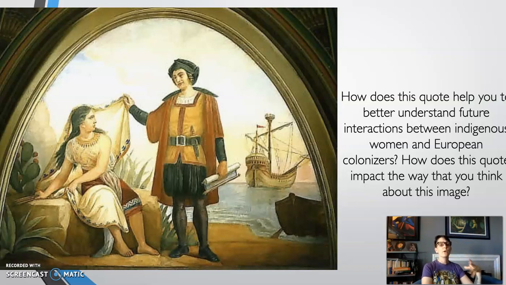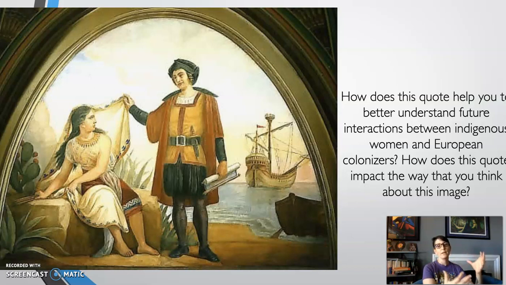Maybe you can write about what you thought about the image first and then how it changed after listening to the quote and reading the quote for yourself. But really, analyze that and think about, again, what the long-term implications are for this.